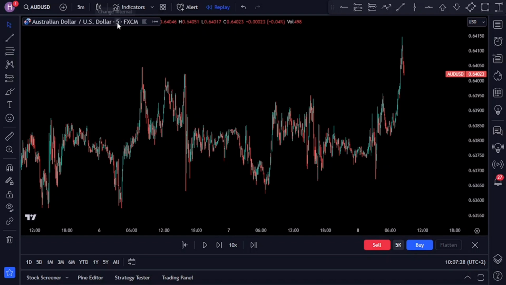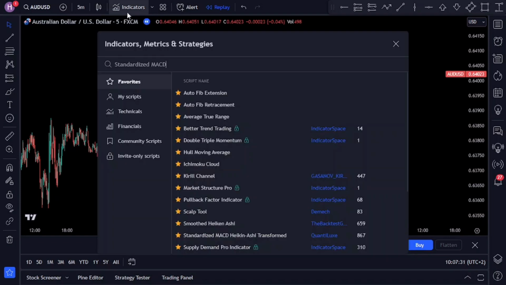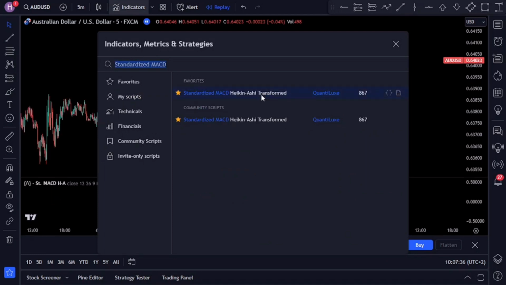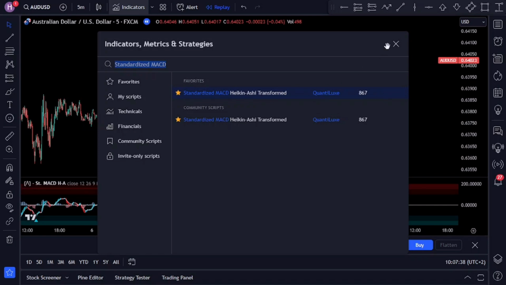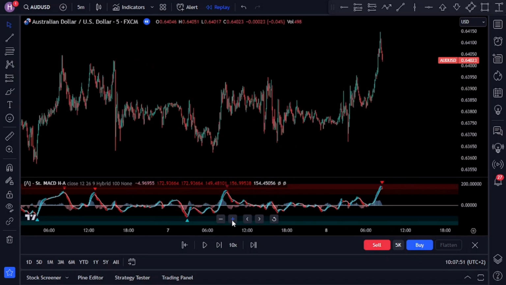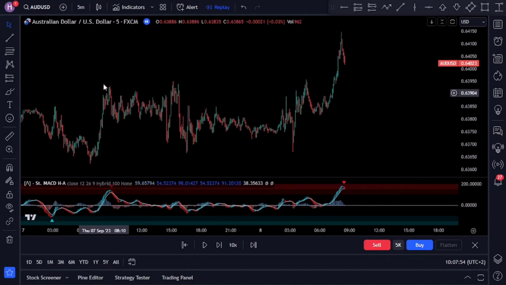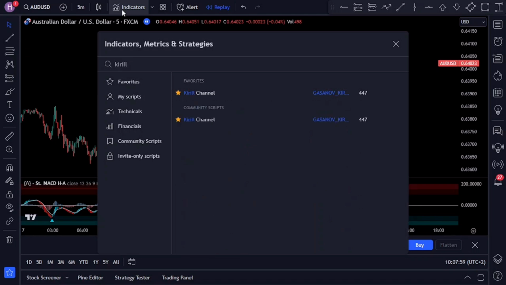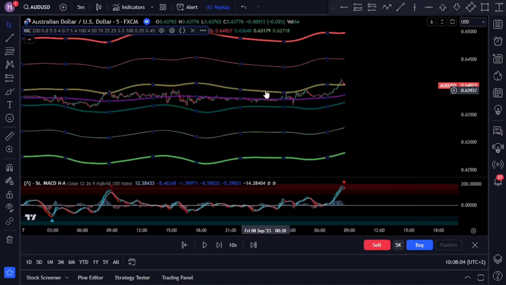On the chart, we've got the AUD-USD in a 5-minute time frame. Under the Indicators tab, we are going to search for Standardized MACD Heikin-Ashi Transformed. This advanced oscillator is designed to overcome the limitations of the traditional MACD, providing a more robust and standardized measure of momentum. By incorporating the Heikin-Ashi transformation, the standardized MACD offers a smoother visualization of trends and potential reversals. Additionally, for further confirmation of our analysis, we are also going to add Keltner channel to our chart.